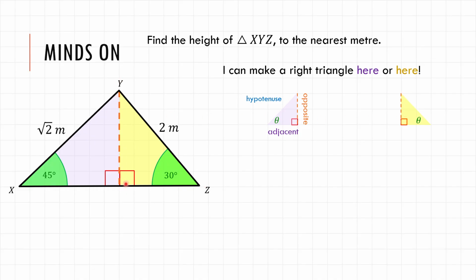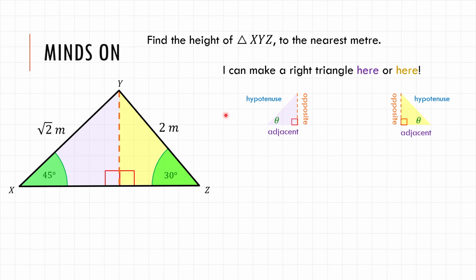If you try to use the yellow triangle, the one on the right here, we still have the opposite side to the angle that is known, although the angle is different. And we know the hypotenuse of this triangle, and that's 2 meters. So let's focus on one thing at a time. Let's focus on the purple triangle.